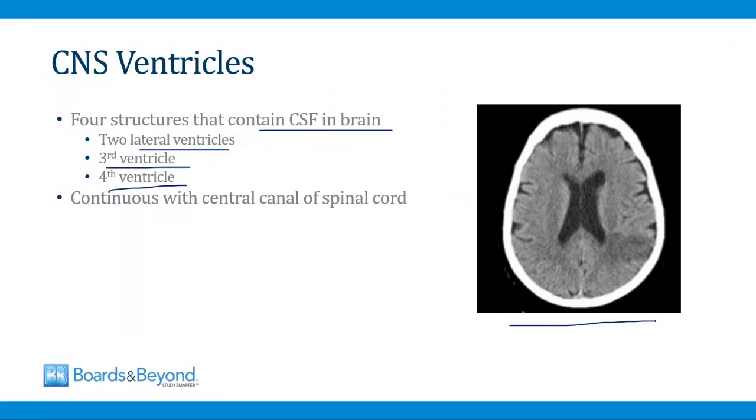And if you look at this image of the brain here, the ventricles are those black things in the middle of the brain. There's one on the left and one on the right. Those are the two lateral ventricles. And the ventricles in the brain are continuous with the central canal of the spinal cord, so that CSF runs from the ventricles up in the brain all the way down to the bottom of the spinal cord.